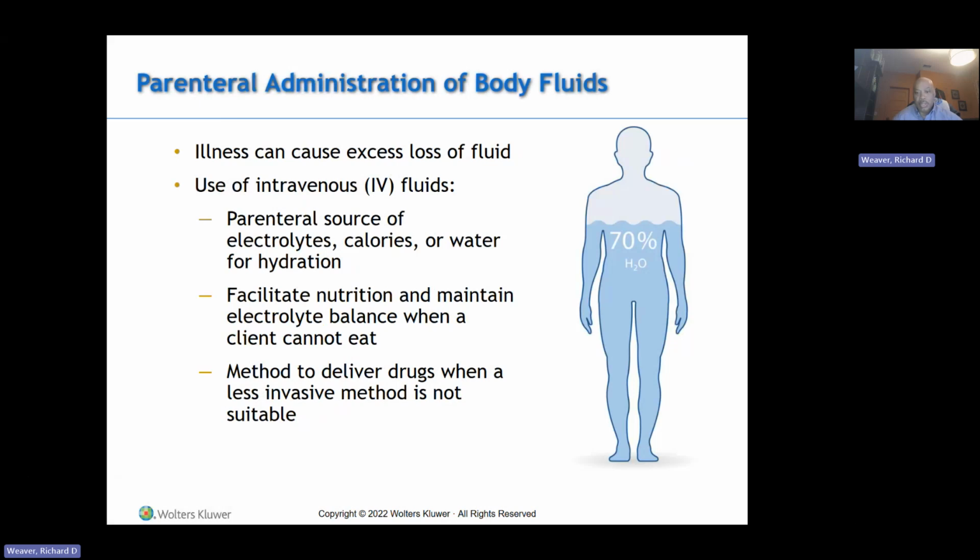Now, various solutions are used in the management of body fluids, and these solutions are used when the body cannot sustain the fluid and electrolyte balance that is needed for normal functioning. All right. And as you can see here, in terms of why we need IV fluids, IV fluids or parenteral, they are a parenteral source of electrolytes, calories, and also water for hydration. They also facilitate nutrition and maintain electrolyte balance when a patient cannot eat.